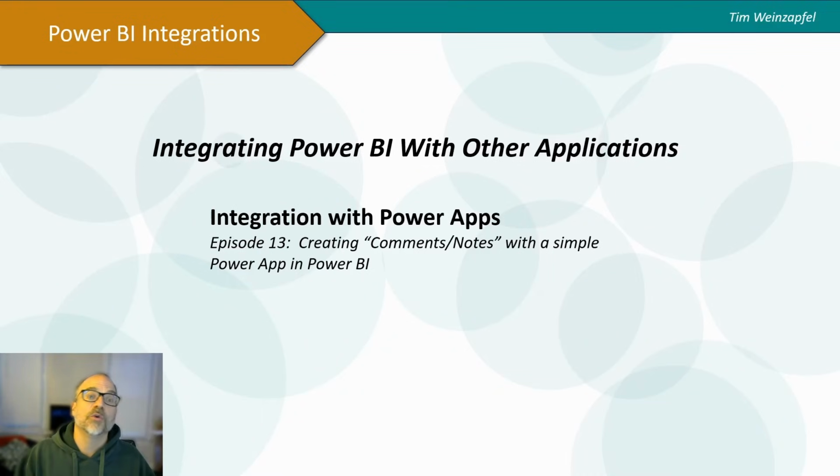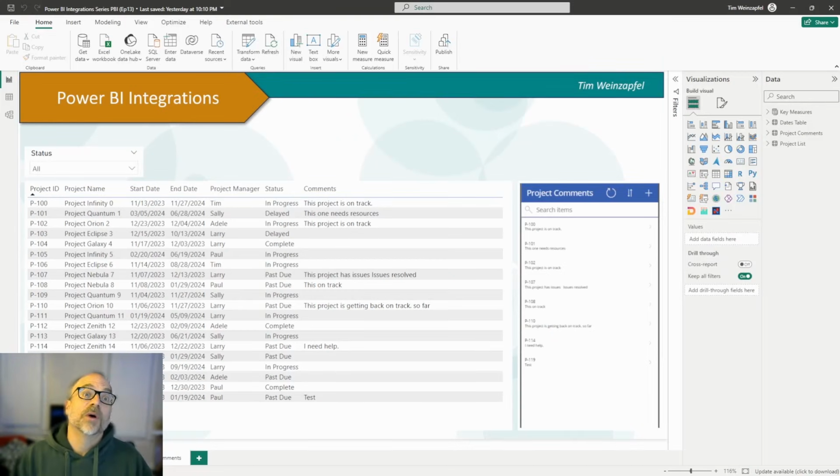So let me show you what I mean by this. All right, so I've switched over to my sample Power BI report. And what you'll see here is I've just got a list of projects. I've got the project name, start date, end date, and then I've got the status column. Now, what I've got then is another column called comments, and this is the column that I'm wanting updated information.